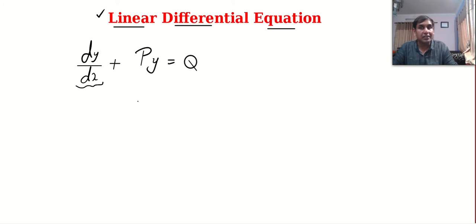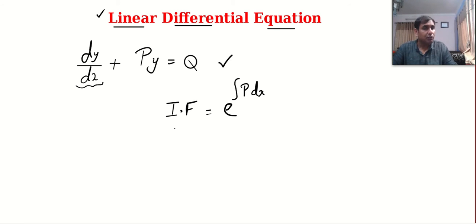Once you recognize the equation which you are trying to solve in an application is linear, the first thing to do is find something called the integrating factor. So what will you find first? The integrating factor, which is given by e to the power integral p dx, provided we have dy/dx.